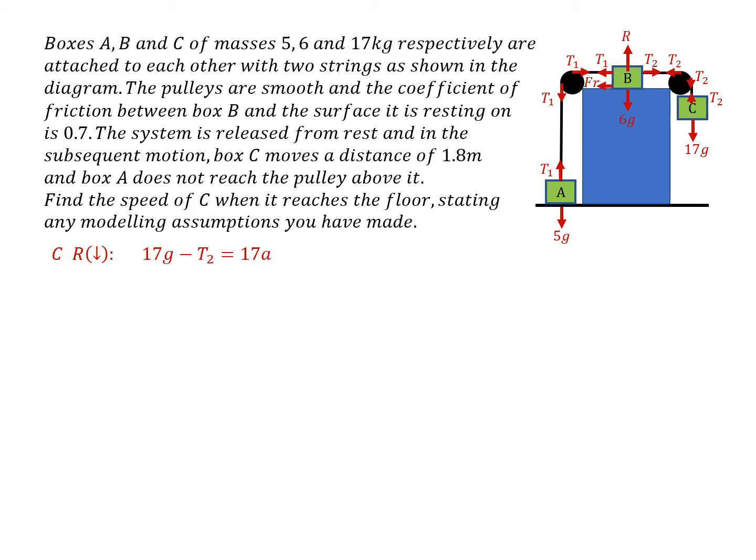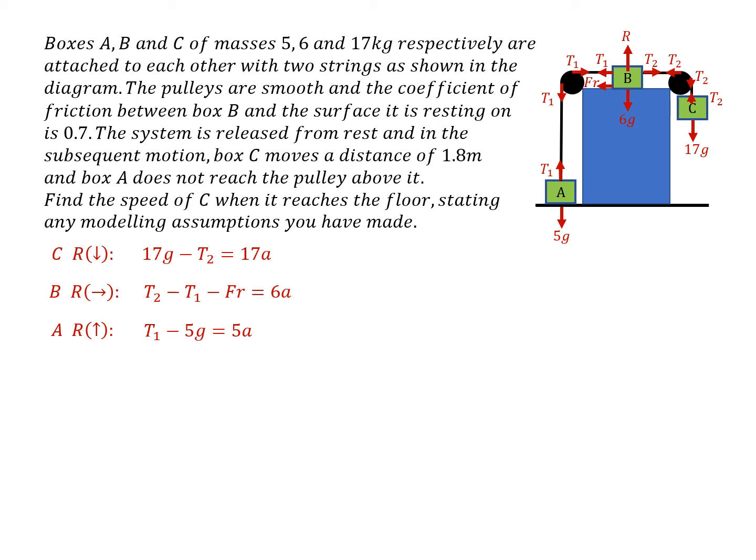So for C, I get 17g minus T2 equals mass times acceleration. For B, horizontally, we get T2 minus T1 minus friction is mass times acceleration. And then for A, resolving upwards, T1 minus 5g is 5 times the acceleration.